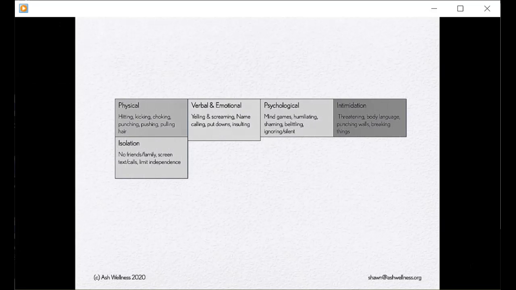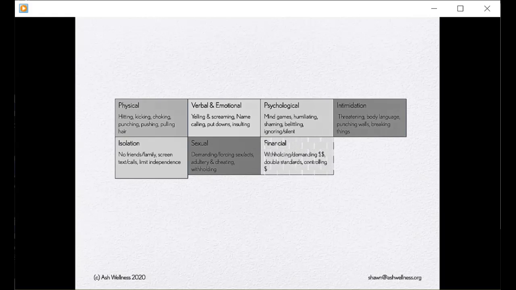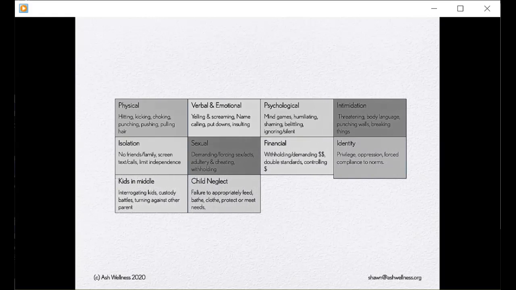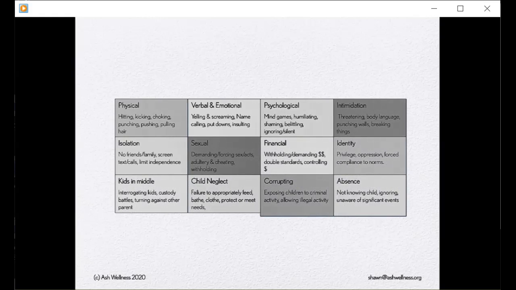Isolation, sexual power and control, and sometimes it's not only looking at forced sex, but it can be looking at refusal of sex, or someone who maybe cheats on their significant other in a relationship, all of which is considered sexual abuse. Financial, withholding money, identity, putting the kids in the middle, neglecting the kids, the absence of not knowing your child, like one parent, a spouse, leaving and not coming back. So these are different ways that people hurt each other.